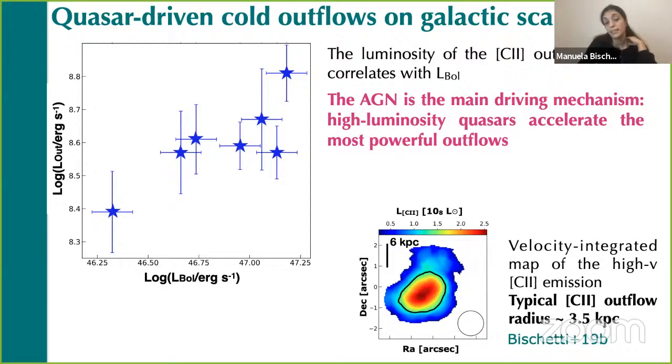And by stacking the ALMA data cubes, it was also possible to derive the average extent of these cold outflows. And as you can see from this velocity integrated map of the high velocity carbon emission, the typical radius of the C2 outflow is about 3 kiloparsecs. So these winds extend on galactic scale.